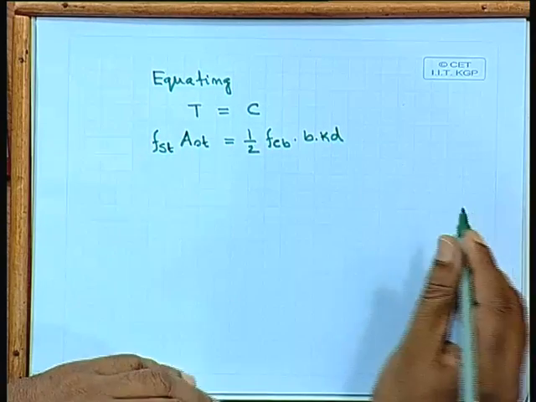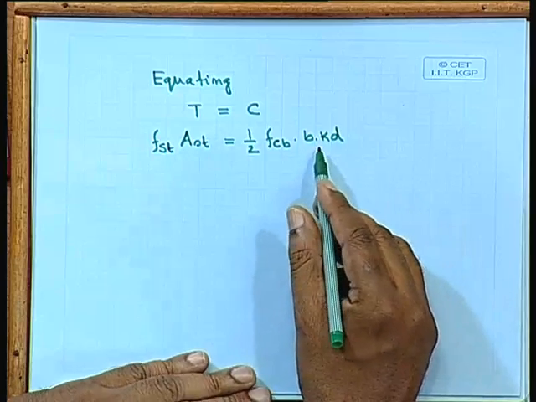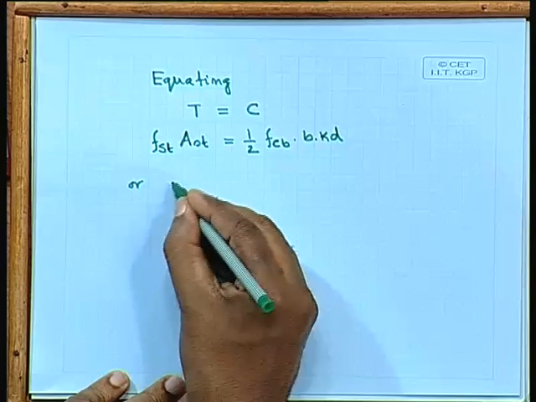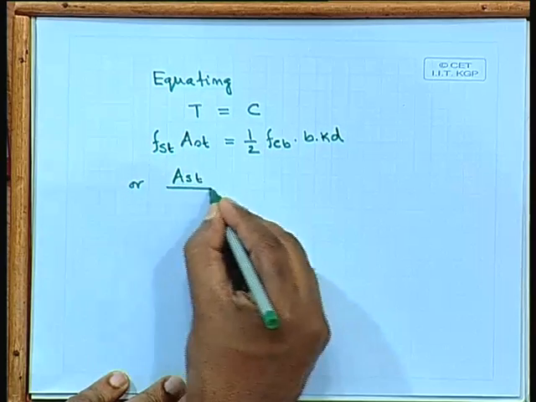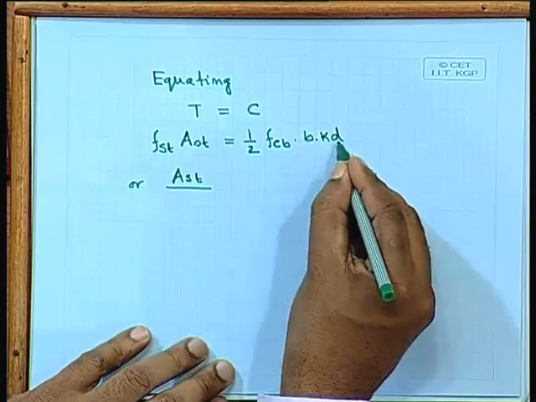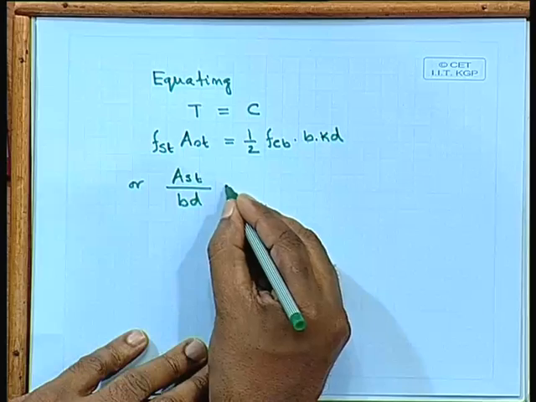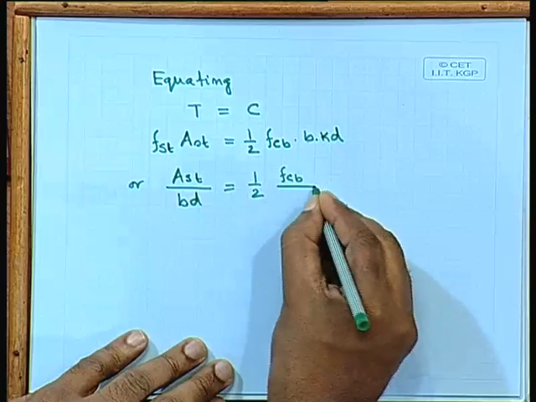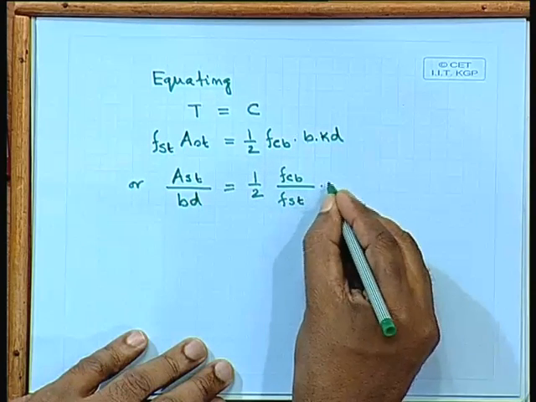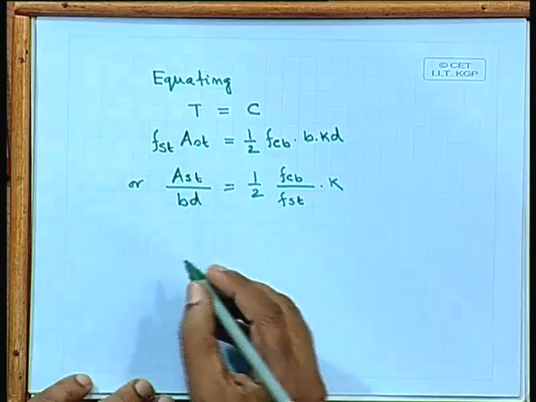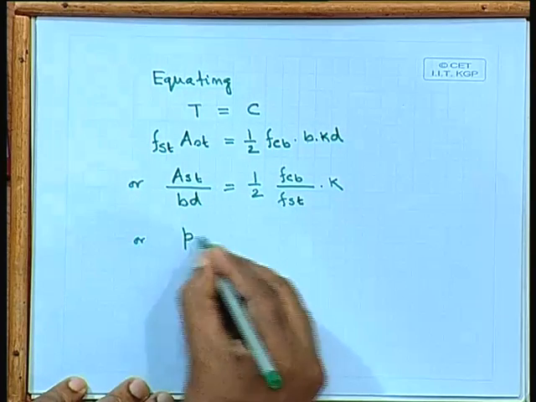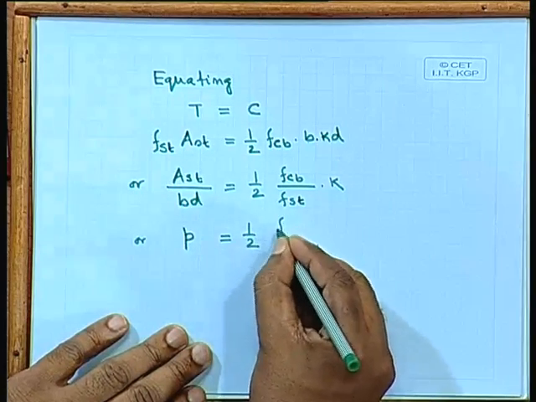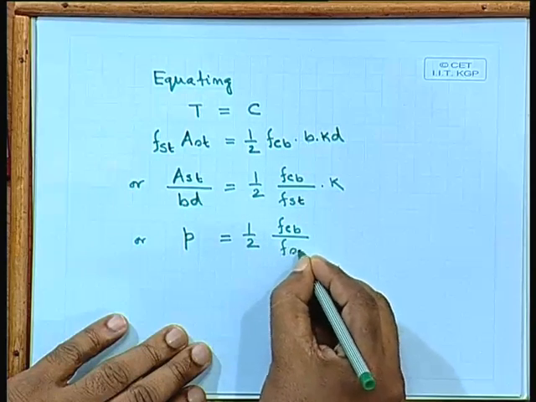So, this is your corresponding force in the steel. Or we can write down Ast by bd. We can take this b and d. So, Ast by bd, which will just rearrange that one, half fcb by fst multiplied by k, or we can write down p, Ast by bd is nothing but p equal to half fcb by fst times k.